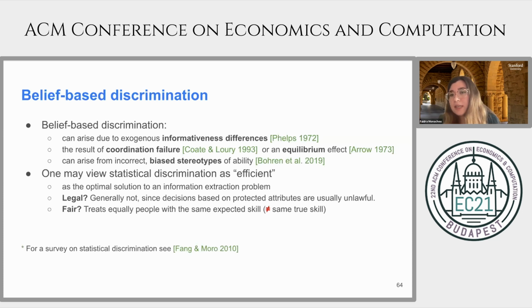And we may also see that it's not necessarily fair, but the answer to the question whether it's fair or not depends on our views on fairness. This particular model of statistical discrimination treats equally people with the same expected skill, right? So it doesn't discriminate with respect to that, but it will treat differently people who have the same true skill. So we need to think broadly, maybe also in machine learning, about whether we want to treat people equally with respect to what we see or what is actually their true skill.